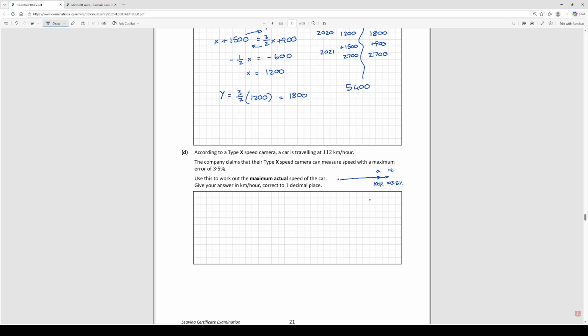Oh, I suppose. Okay, sorry. No, it says the maximum actual speed. Okay, so it's the other way around then. Sorry. They did word it better. I was just too tired to see it. It's the other way around. So what they're saying is it could go up or down. But what's the maximum that it could actually be? So yeah, okay. What they're saying is the camera's saying 112, and it could be that it overshot it by 3.5, so the real speed is actually here. But it could be that it undershot it by 3.5, so the real speed is actually out here.